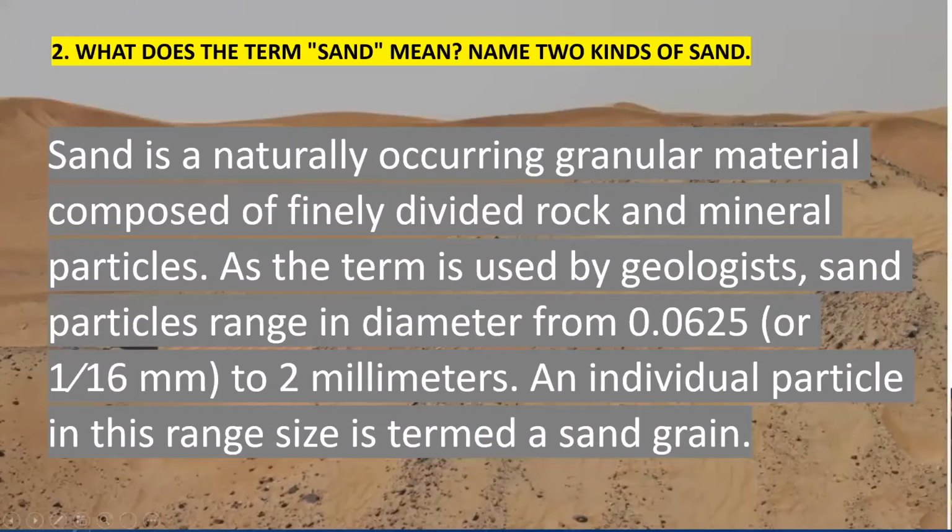So what does the term sand mean? And we will be naming kinds of sand. Sand is a naturally occurring granular material composed of finely divided rock and mineral particles. As the term is used by geologists, particles range in diameter from 0.0625 or 1/16 millimeter up to 2 millimeters. An individual particle in this size range is termed a sand grain. So every little piece in that bottle, they are all grains.